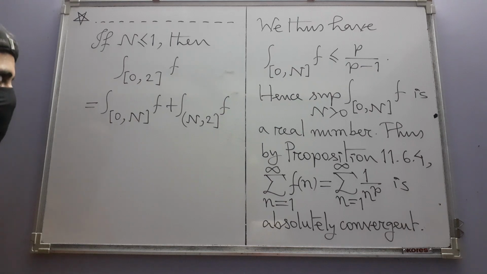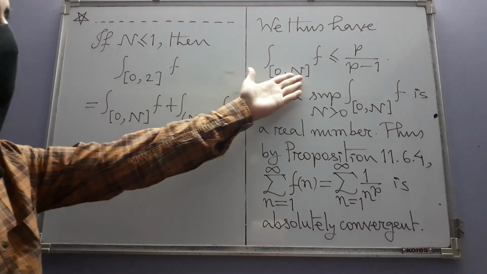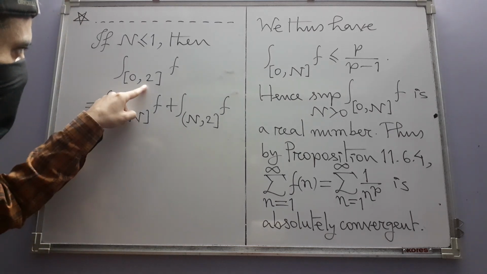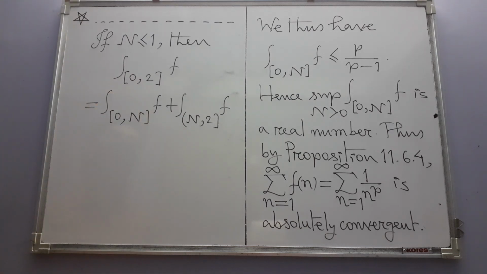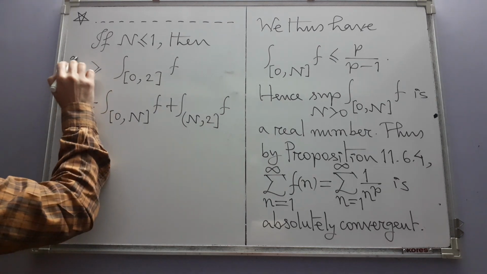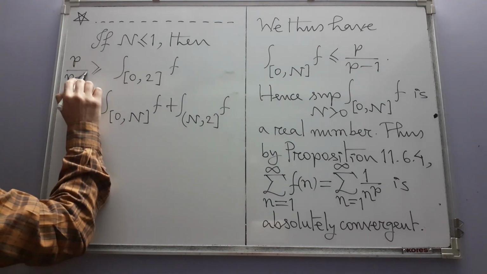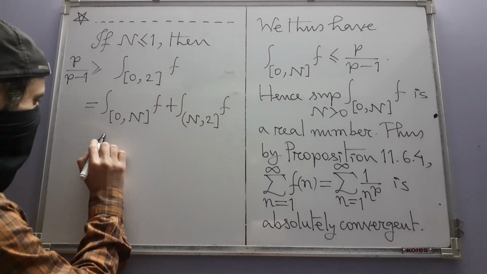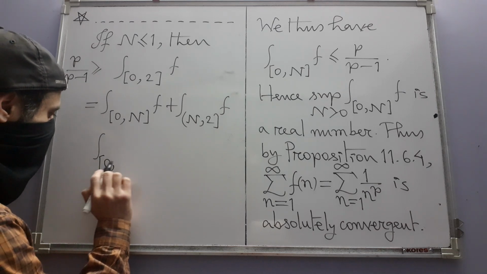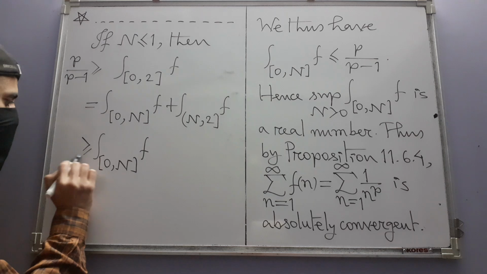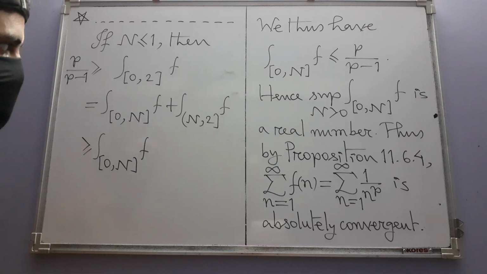All right. But now what? You see, we have already established this inequality for all n greater than 1, in particular for this value of n also. And that's why this thing is less than or equal to p divided by p minus 1. Now, if I do not write this and simply write this, can I claim that I will have this inequality?